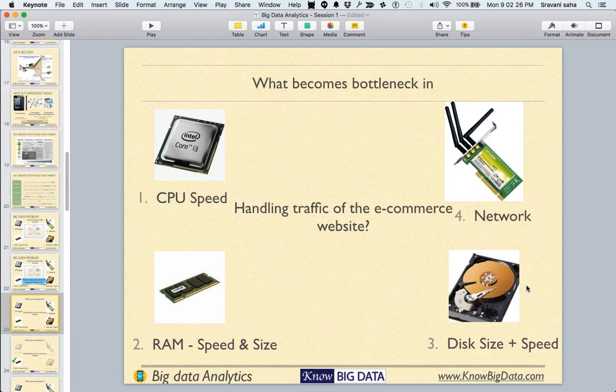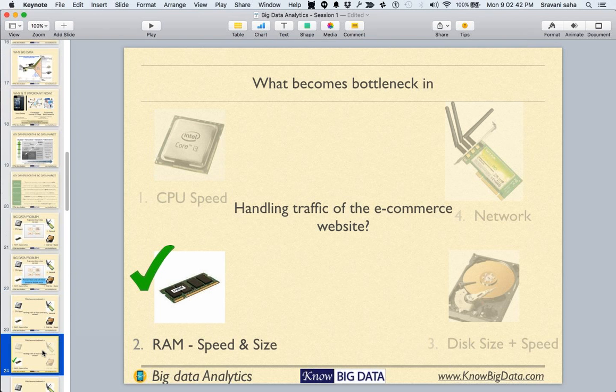All right. Vinayak says all. What will be the first thing that will become the bottleneck? All right, brilliant answers. Network, RAM, disk size, network, CPU. Great answers. The first thing that actually becomes the bottleneck when we handle an e-commerce website is the RAM. Why? Because the number of connections that you open is directly proportional to how much RAM you have. So it is the RAM that will become the first bottleneck.